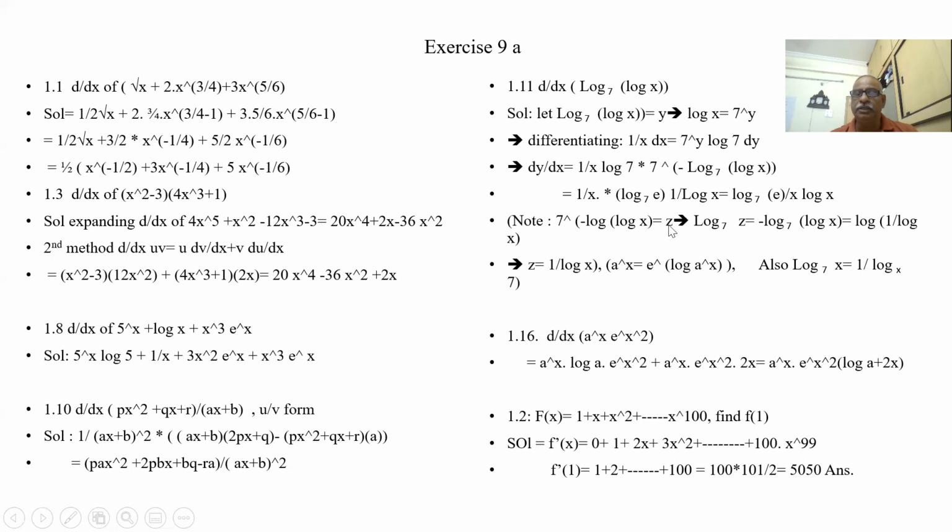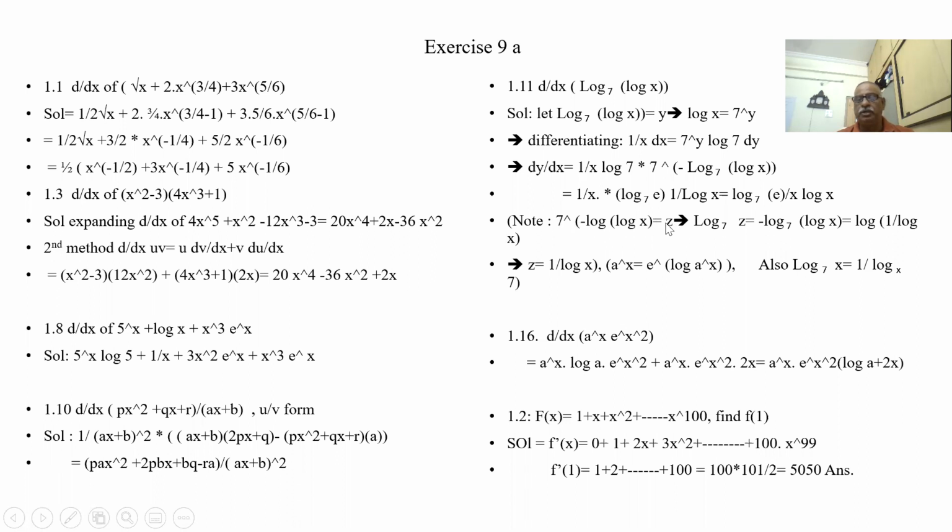Let it be z. Then log z to base 7 is equal to minus log x to base 7. That means z is equal to minus log x. Z is equal to minus log x. That is 1 by log x. Seven to the power of minus of log x is z.